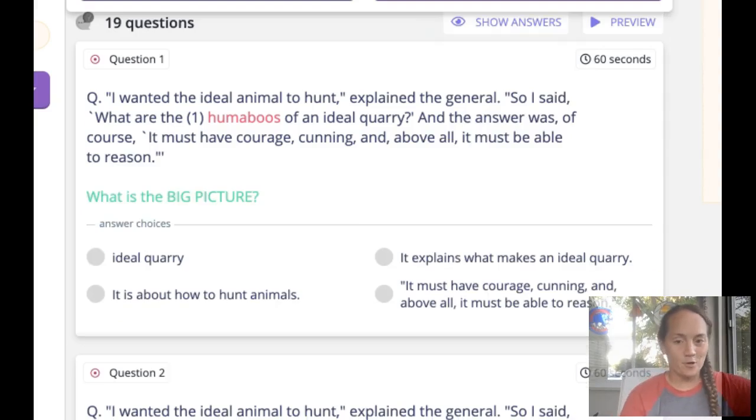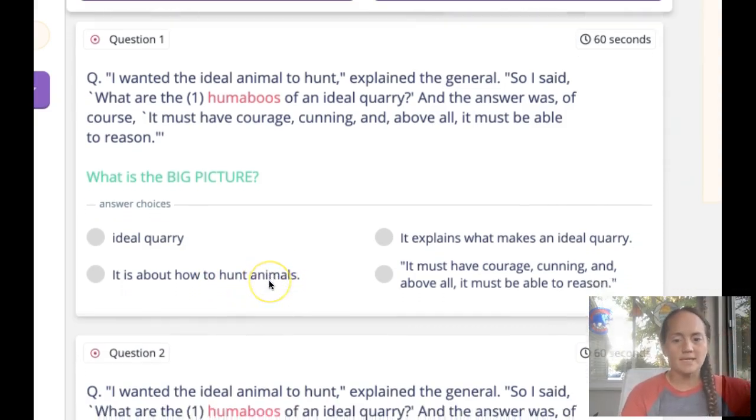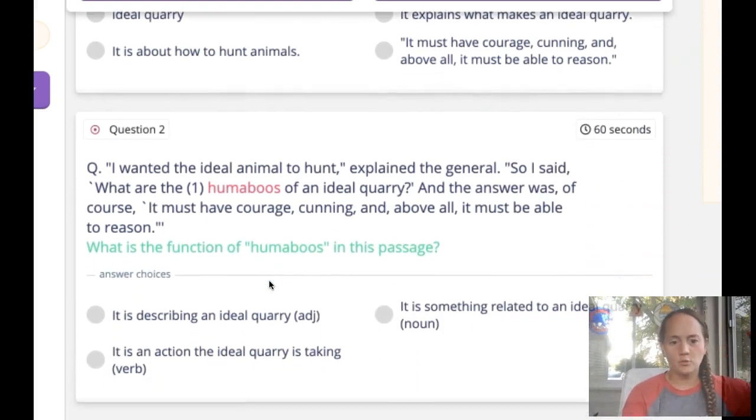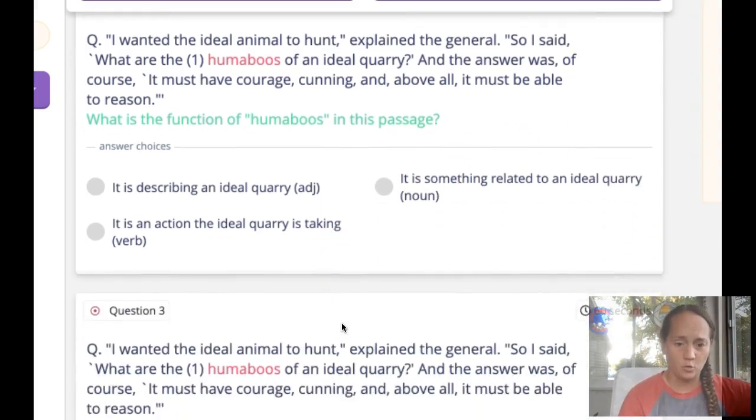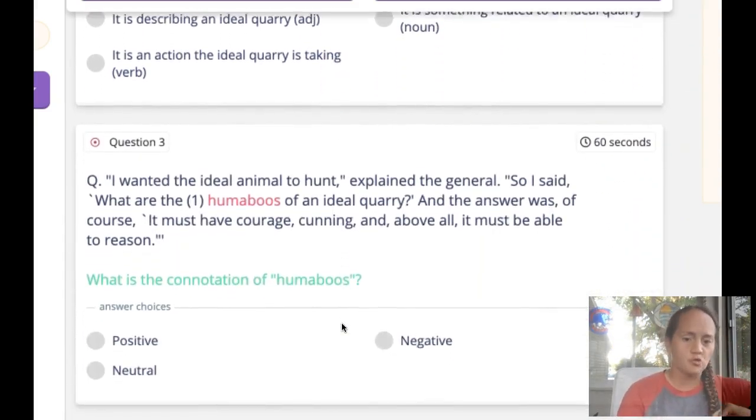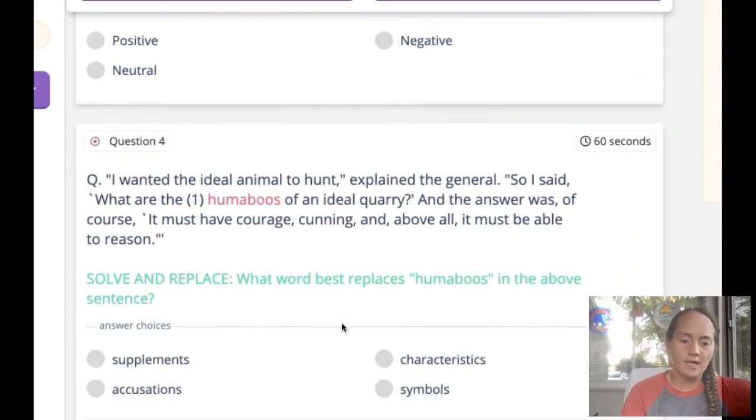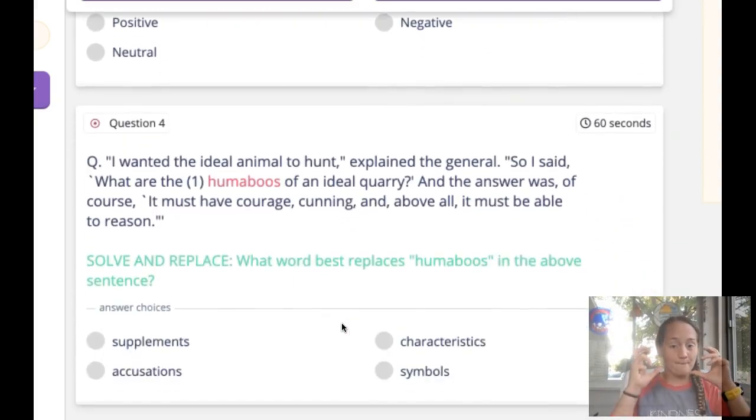In order to do step 4, you have to go back to your previous steps and understand what you put. So we already said we know this passage is about what makes an ideal quarry. In step 2, we said, okay, this word is going to be something related to the ideal quarry. And we know that it has a neutral connotation. So if we are trying to find the word that best replaces humbaboos in the sentence, what's going to make the most sense? One strategy is to say the sentence out loud or in your head and see what makes sense. So we can do this in practice by reading it.